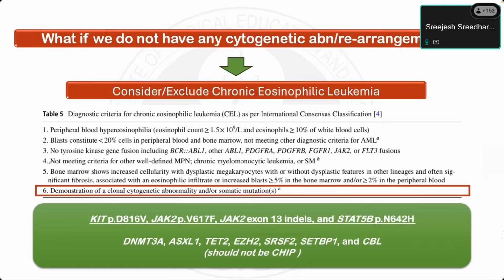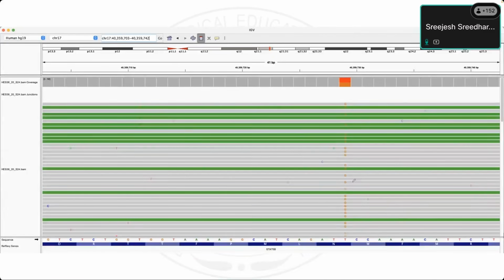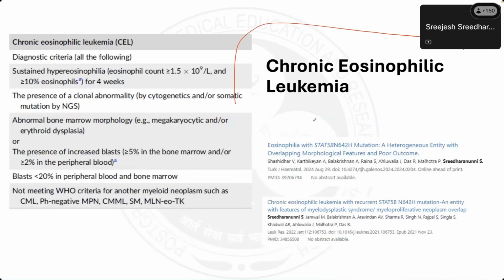And of course, the bone marrow morphology should be suggestive of a CEL, which is characterized by increased cellularity, dysplastic megakaryocytes, with or without dysplasia in the other lineages. It will be supported if we can demonstrate a clonal cytogenetic abnormality or a somatic mutation. We have already demonstrated a cytogenetic abnormality in the presence of trisomy 8 and 7q deletion. Further, by NGS, this case had a STAT5B mutation. We should remember that STAT5B mutation is very frequent in chronic eosinophilic leukemias. So the final diagnosis is chronic eosinophilic leukemia.